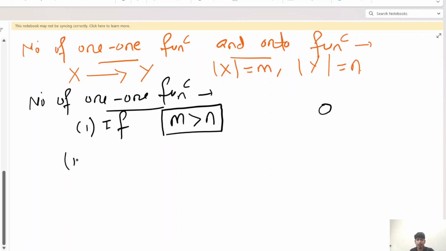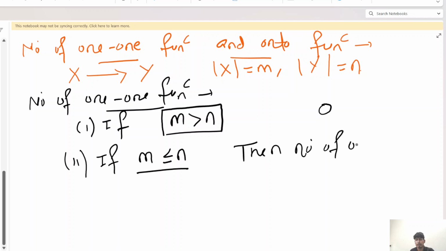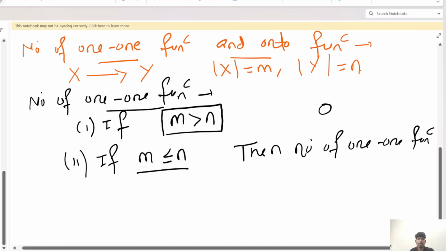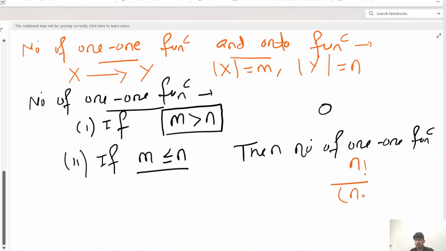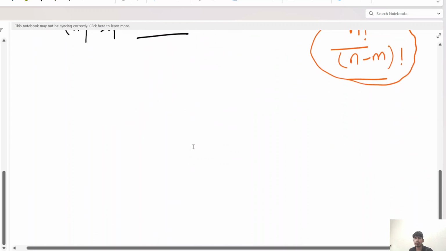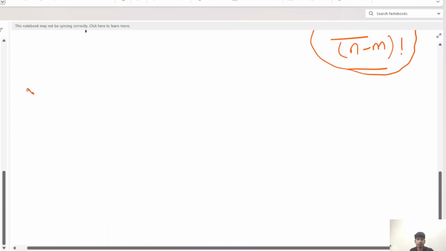And if m is less than or equal to n, then the number of one-one functions is n factorial divided by (n minus m) factorial. This is the formula for the number of one-one functions. Now we talk about the number of onto functions.